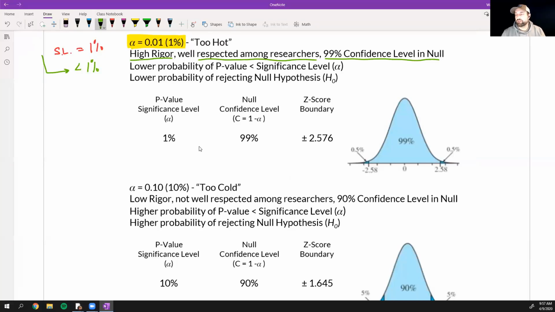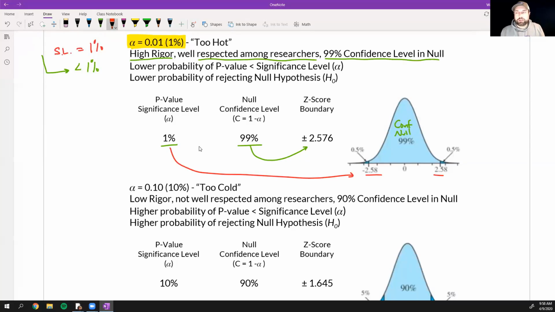So here is a value. This is a p-value of 1%, and this is a confidence level of 99%. You've seen this before. And that correlates to a z-score of 2.576. And so this is your confidence in the null right here. And then this would be your 1% right here, the significance level.